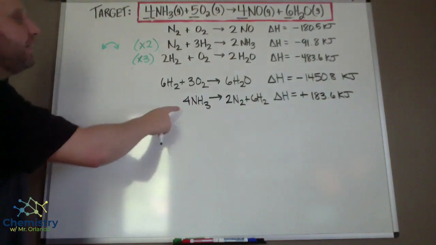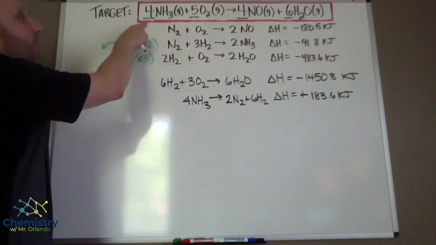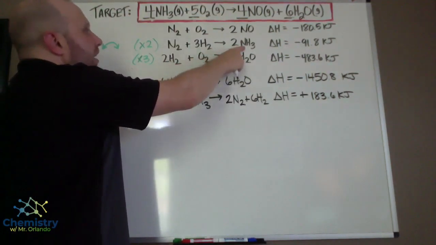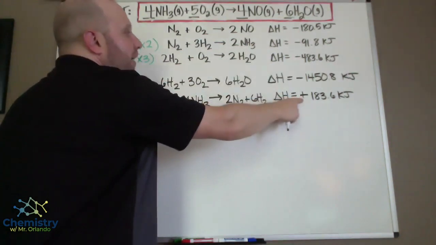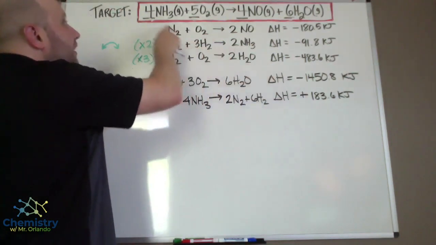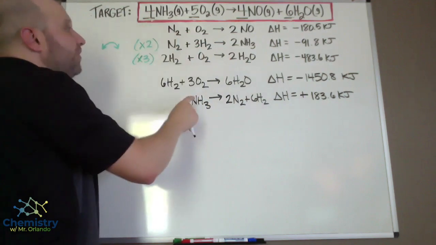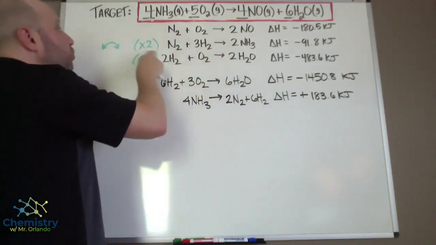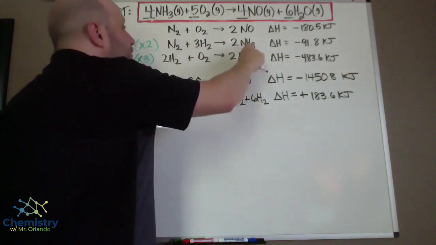So I needed to get ammonia on the left side. It was originally on the right side, so I had to reverse it. That's why the sign changed. I also needed to make it 4 ammonias instead of 2 ammonias. So I had to reverse it and multiply everything by 2.